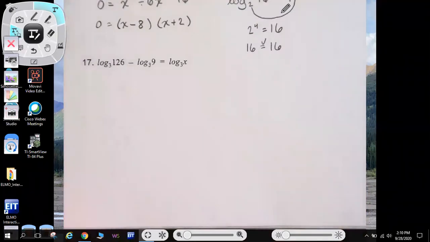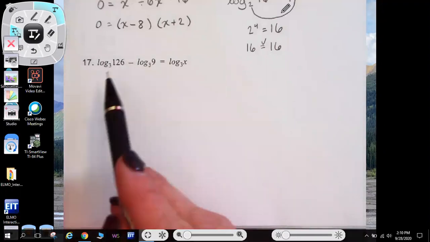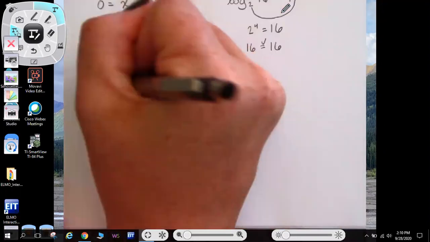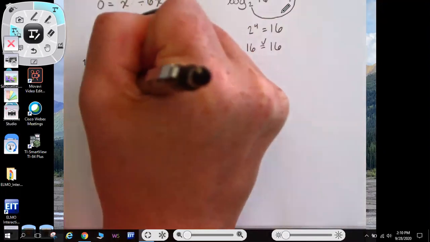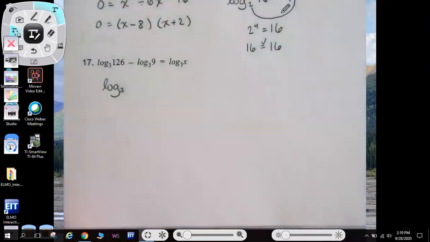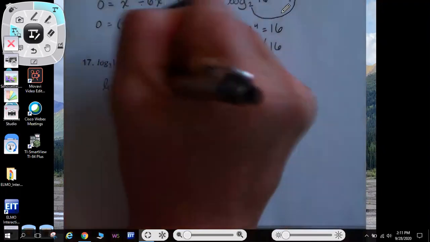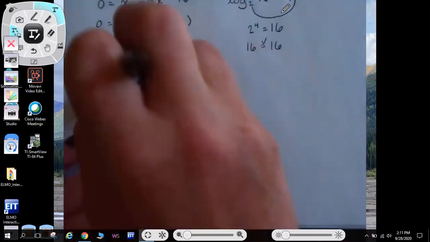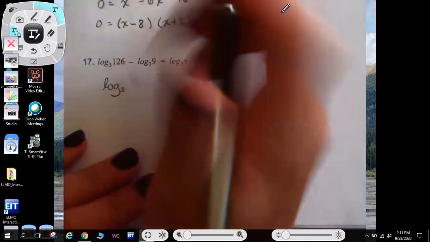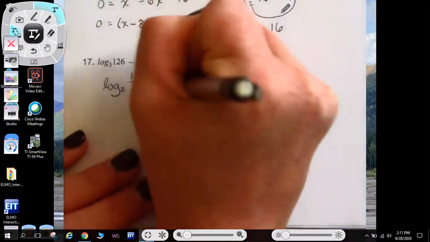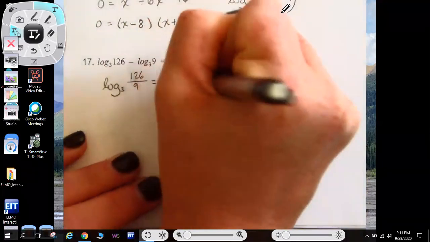On number 17, we have two logarithms that are being subtracted. So we're going to combine those into one logarithm. Log base 3 stays the same. And since the logarithms are being subtracted, this time we divide. 126 divided by 9 equals log base 3 of x.